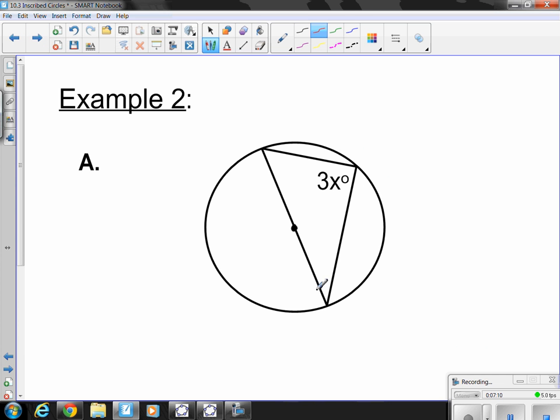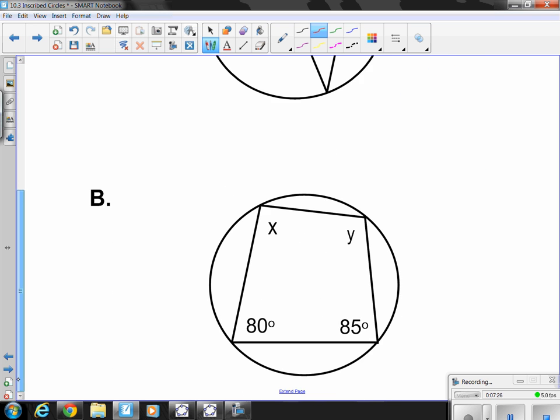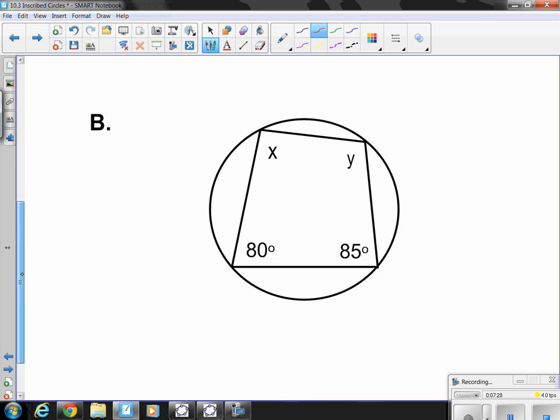So here's a diameter. That means this arc is 180 degrees. That means this angle is 90. 3x equals 90. Divide by 3, x equals 30. B, we have an inscribed quadrilateral. My opposite angles are supplementary. So y has to be 100 degrees so that the two angles add up to 180. And x is going to have to be 95 degrees. So they add up to 180.